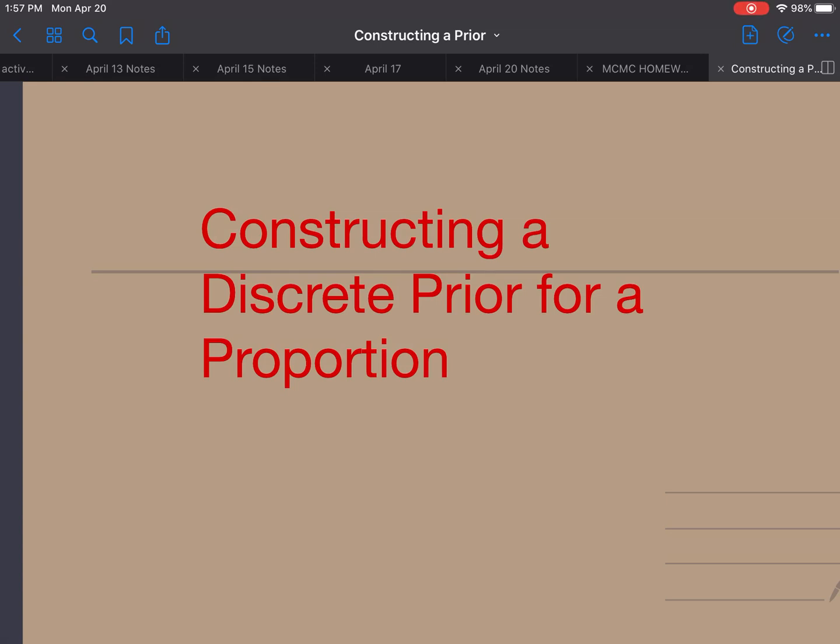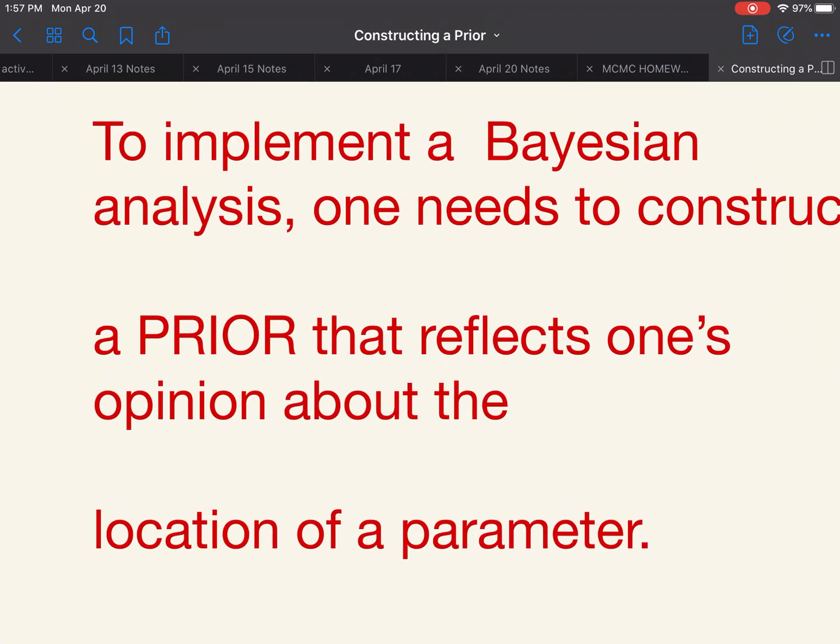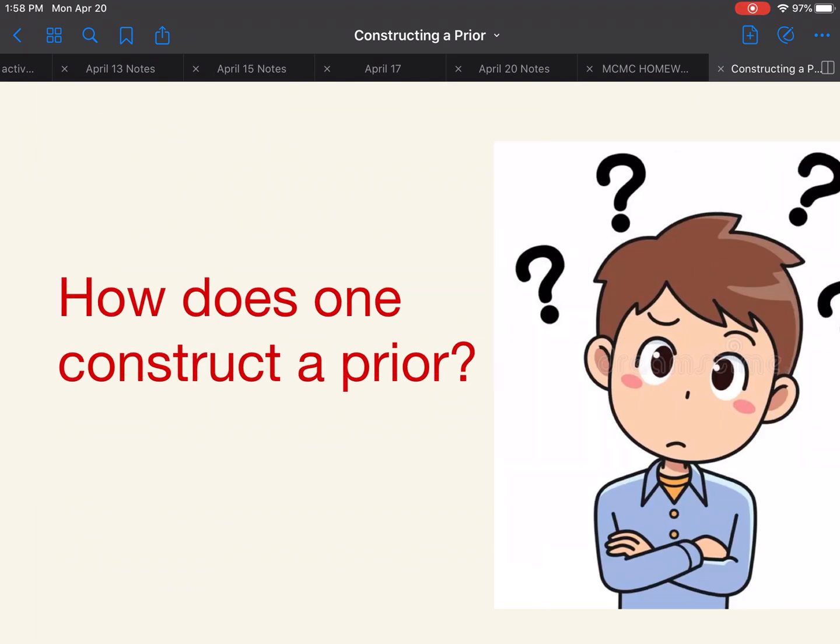I'm going to talk about how to construct a discrete prior for a proportion. In order to implement a Bayesian analysis, one needs to construct a prior that reflects one's opinion about the location of a parameter. That raises the question, how do you construct a prior?